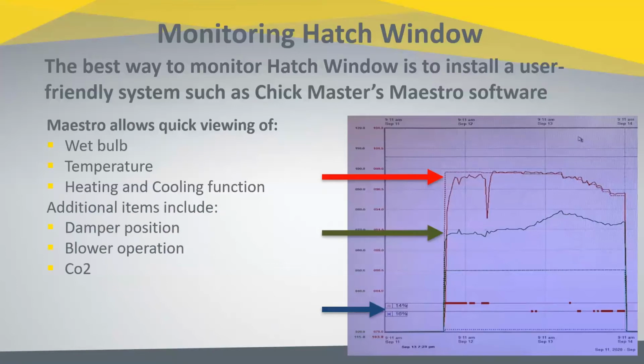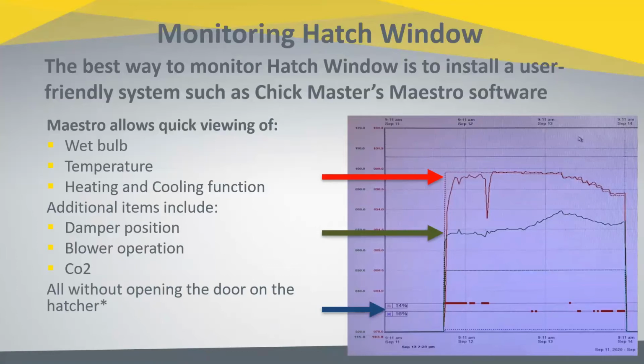Additional items, which aren't shown on this particular graph, but with Maestro, you'll oftentimes activate damper position, blower operation, and even CO2 monitoring if you have a CO2 sensor in there. So a lot of information can be gained from a Maestro system that gives you a strong indicator of how well your hatcher machine operated, the quality of your chick, the health of your chick, and hopefully avoided stress during that.